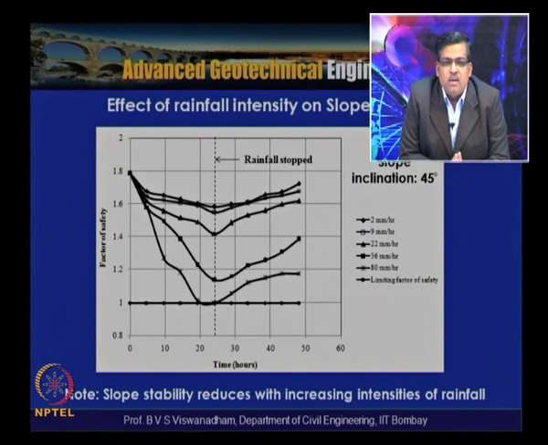This particular analysis is demonstrated for a slope inclination of 45 degrees. With increasing rainfall intensity, the factor of safety decreases through the period of rainfall duration. In this case, a 24 hour rainfall is shown. With rainfall intensity as high as 80 mm per hour, the factor of safety reaches the limiting value, and subsequently, if the slope survives, the factor of safety can increase, which is vital for ensuring slope stability.